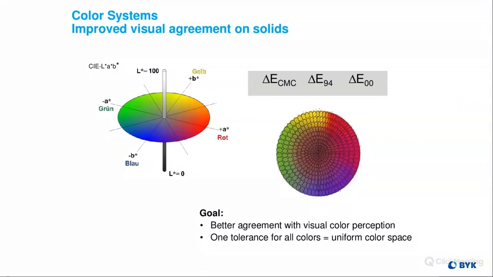And so this is an example. This is just to talk about some of the different equations that exist out there. There's delta E CMC, there's delta E94, and delta E2000. Each one of these came after each other with some time in between, but they all had a common goal in mind, which was for better agreement with visual color perception. And they wanted to create one tolerance for all colors that would create a uniform color space.